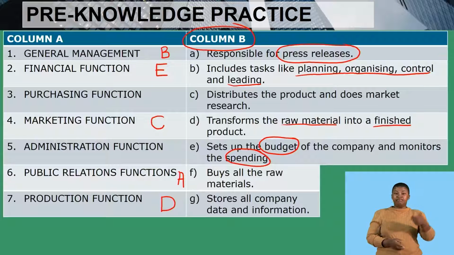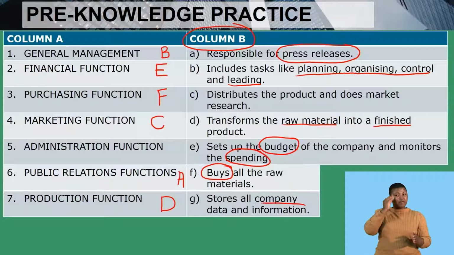Then F says it buys all the raw material, buying, purchasing. So it should be the purchasing function, and therefore we will write F next to purchasing function. Of course, lastly, it says it stores all company data and information. So we know data information is dealt with by the administration function. So we will write G next to administration function. So that is old news.